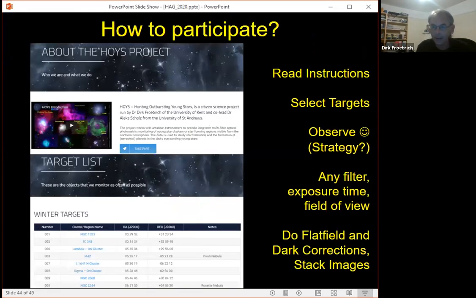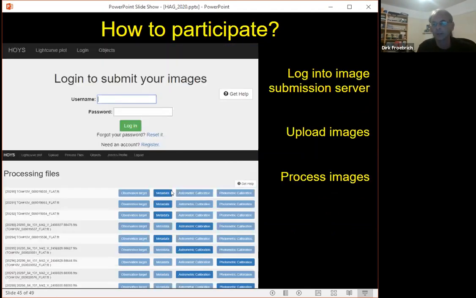So very quickly, if you want to help us by participating in delivering data, most of that you can ask the participants that are already there. But basically, we have a nice, pretty website. There are instructions there. Please read them, pick a target, do some observations any way you like. Mostly, all we ask is some flat field corrections and image stacking for the same filter for the same night. And then you simply upload it to our server.